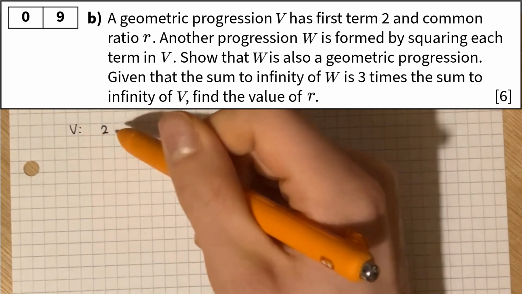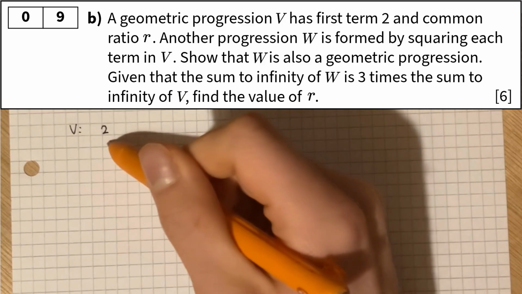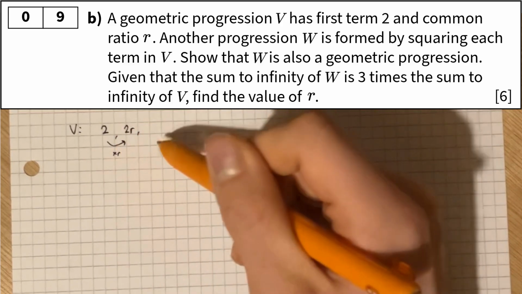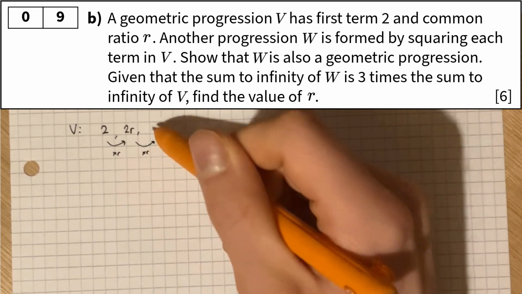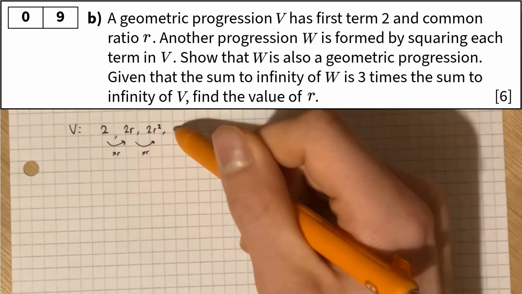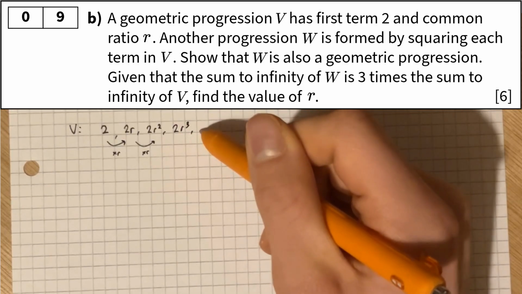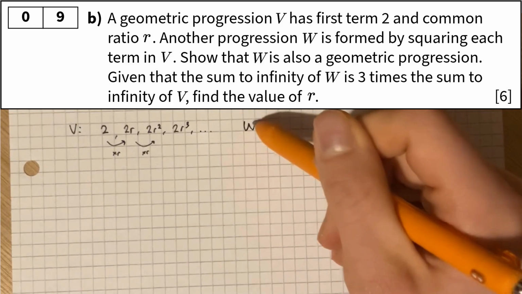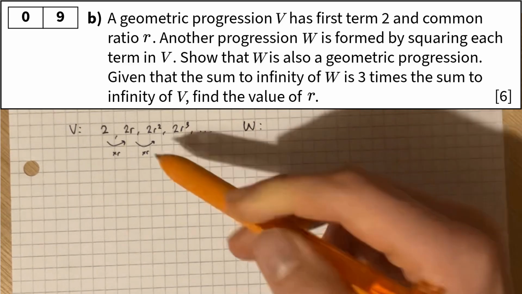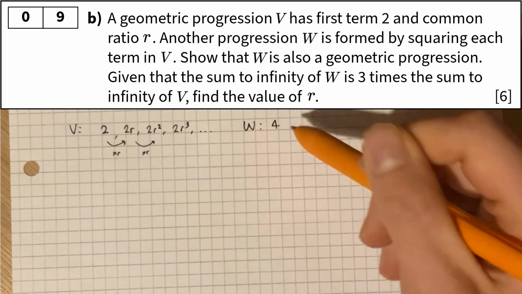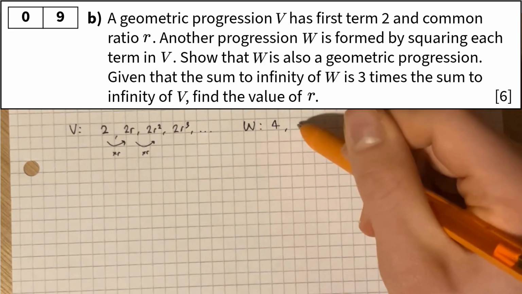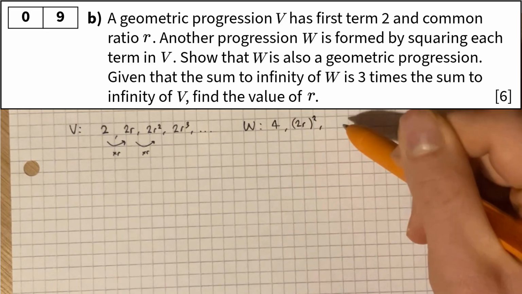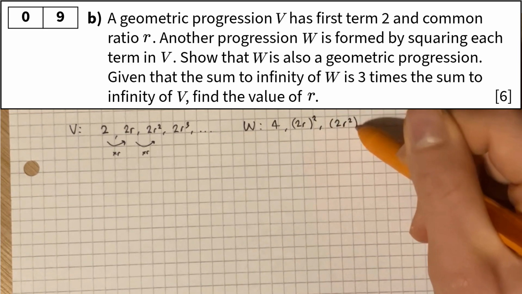So if V is a geometric progression and it starts with 2, that means that the next term will be times by r, so 2r. And then times by r again to get 2r squared, and times by r again and again and again. W is still going to be a sequence, and we're going to square every term over here. So we're going to square the 2 to get 4. We're going to square the 2r, square the 2r squared, etc.